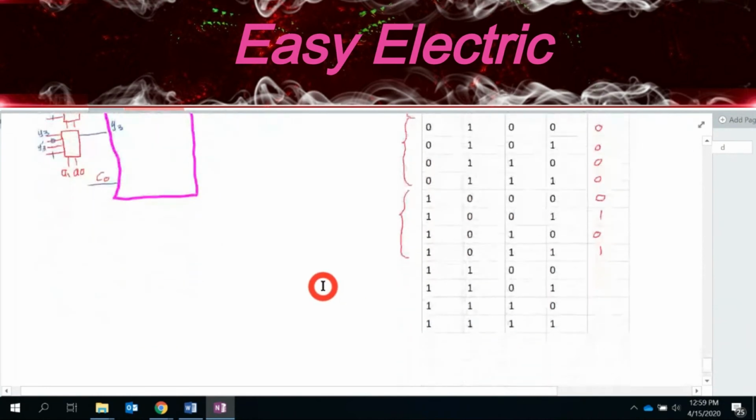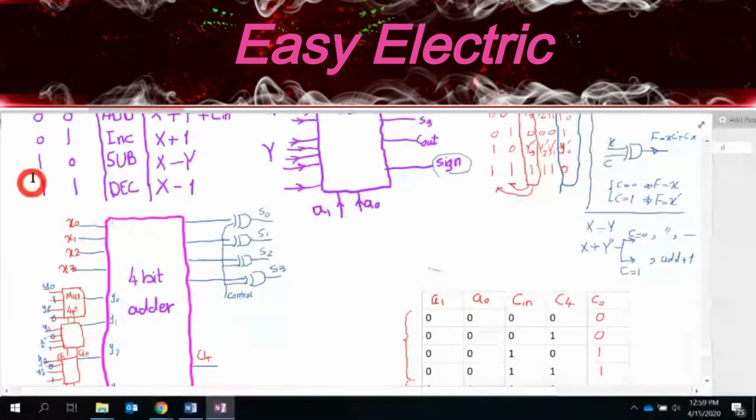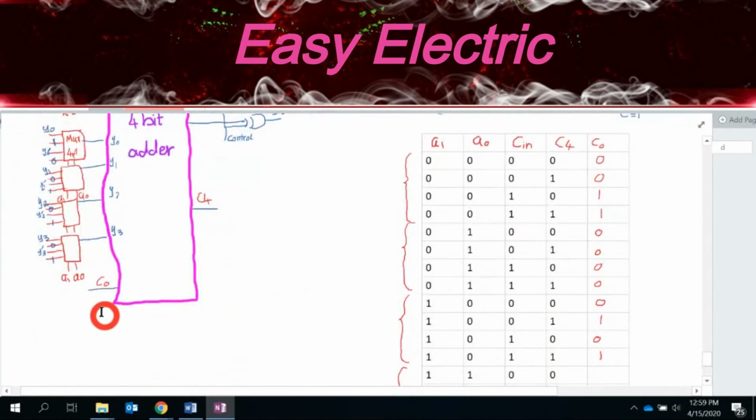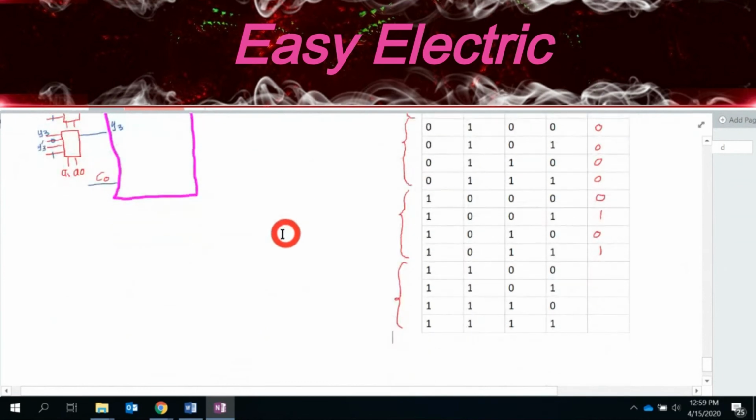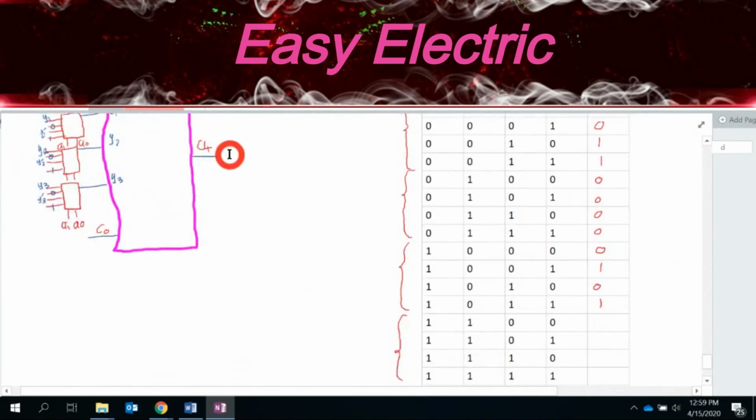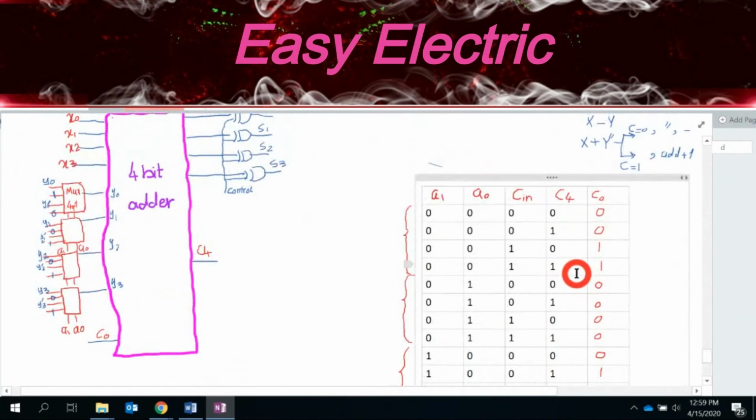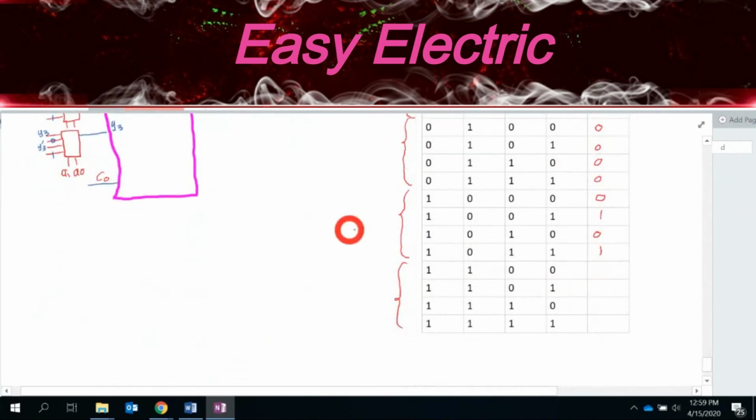And let's check the last 4 cases, where A1 and A0 are 1 and 1. So check these 1 and 1. Again, this is the subtraction. Whenever you have the subtraction, if you check the 4-bit subtractor, we connect C4 to C0. So in this case, C0 should be C4. This is the C4 column, and it should be exactly the same as C4. Here C4 is 0, this should be 0, this should be 1, this should be 0, this should be 1, okay?